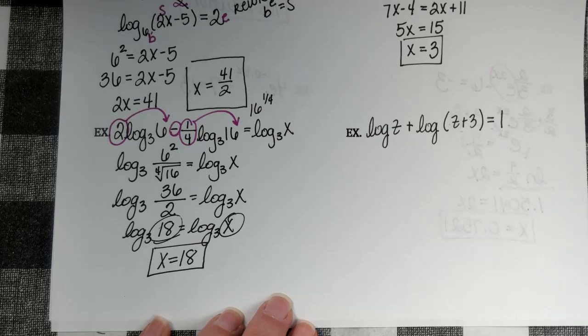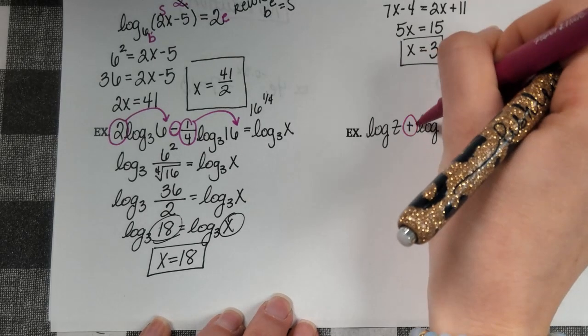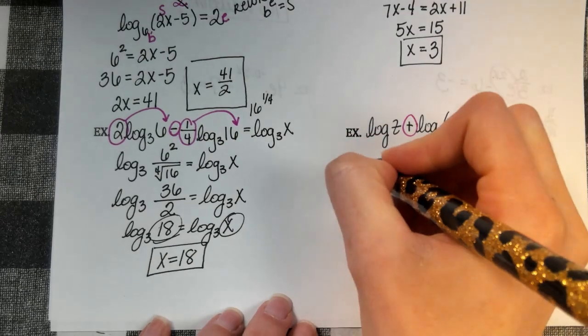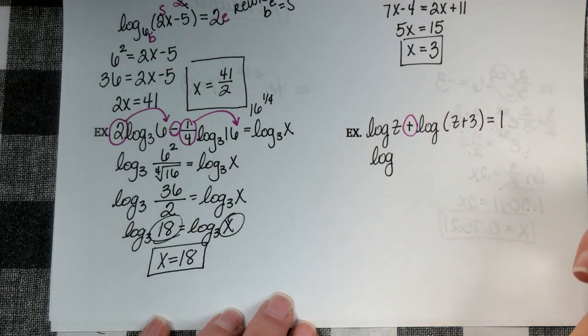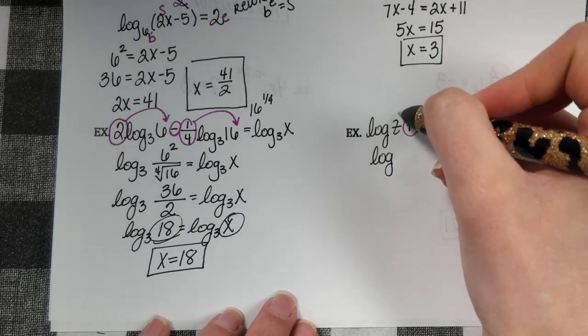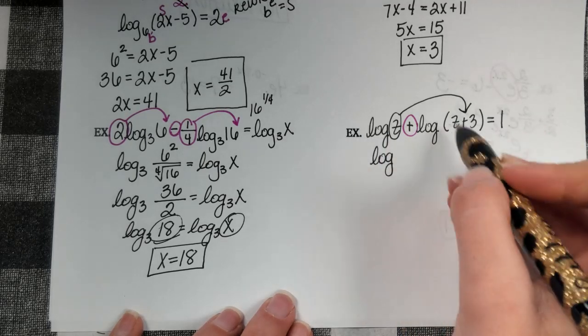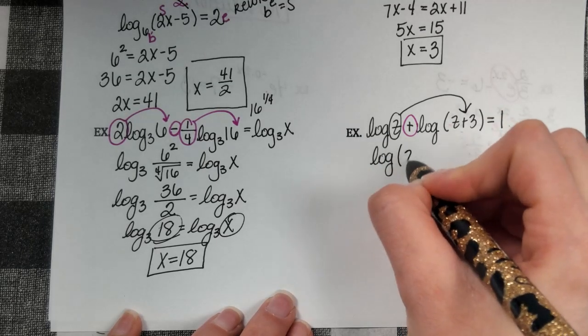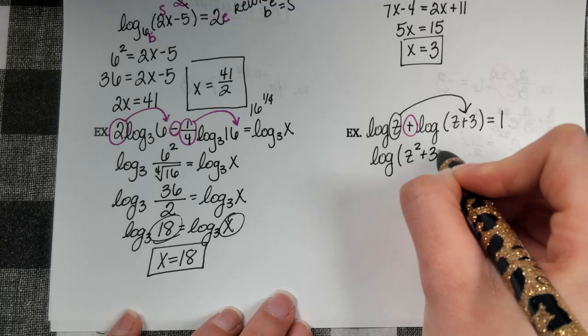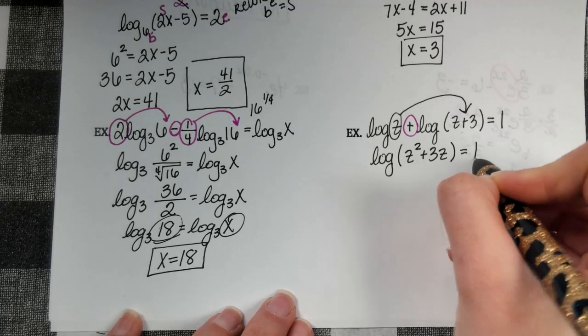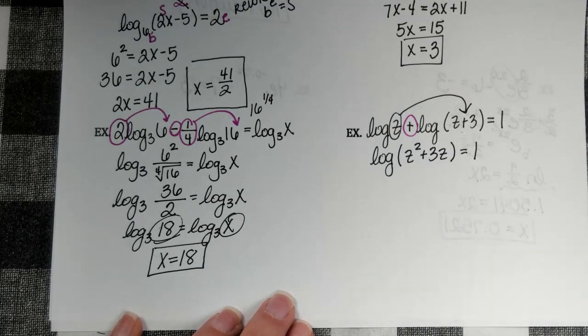I need to condense it, right? I have 2 logs separated with a plus. What does that tell me? I'm multiplying. What am I multiplying? The z and the z plus 3. So when I multiply that, you can go straight to the multiplied form of z squared plus 3z, and that is equal to 1. Now I've condensed it to 1 log.